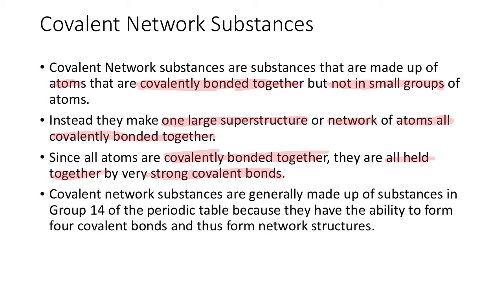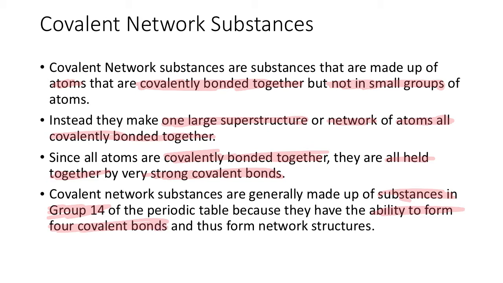Okay, covalent network substances are generally made up of substances in group 14, so that's carbon and silicon and other elements, because they have the ability to form 4 covalent bonds. 4 covalent bonds is useful because you need as many covalent bonds as you can to make a network structure.